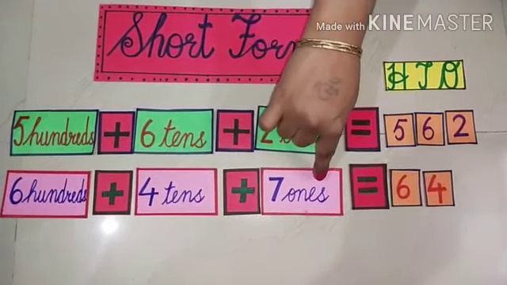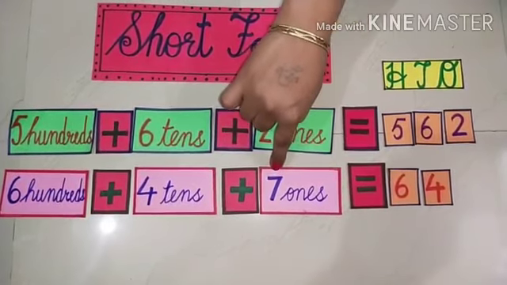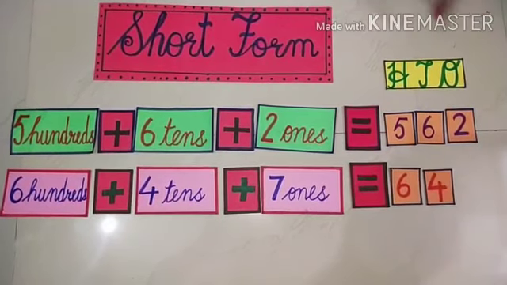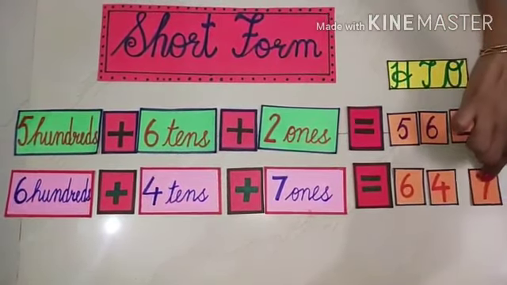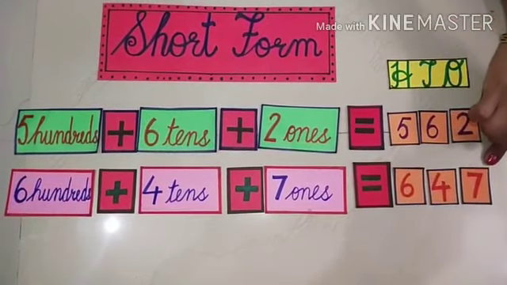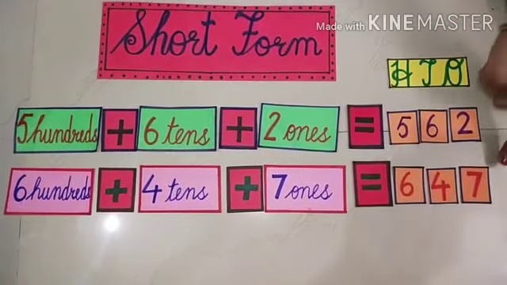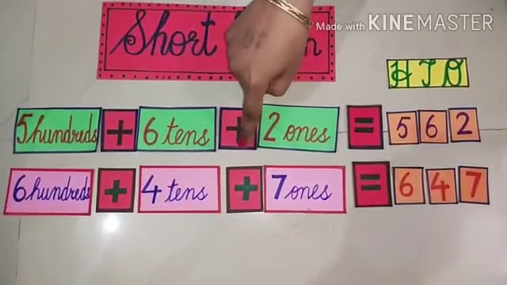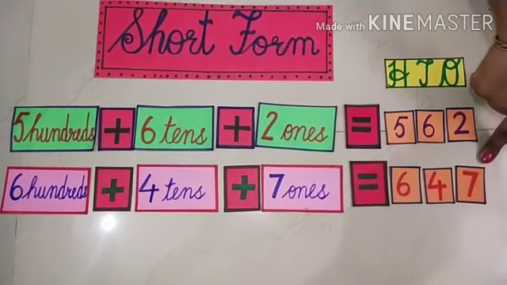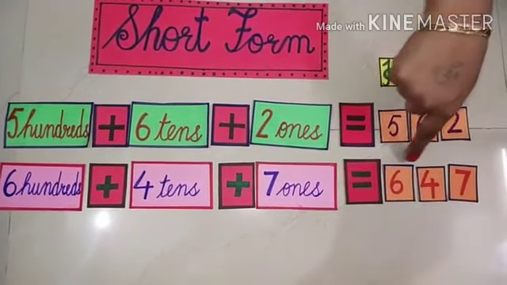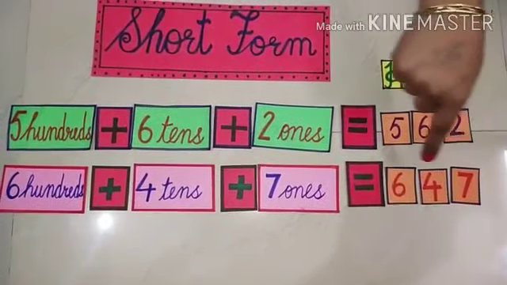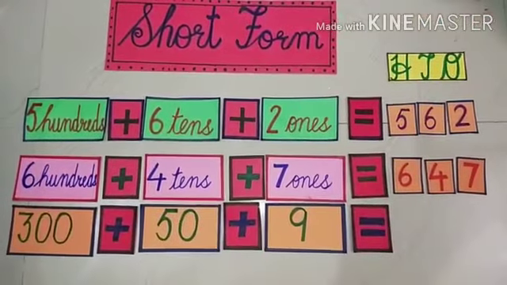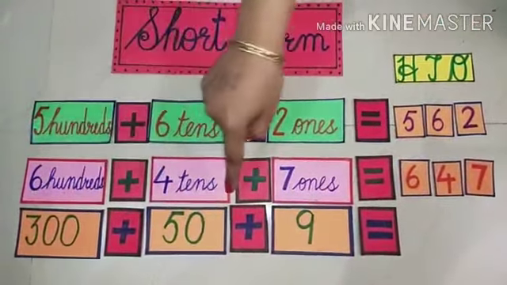7 ones. Ones is the place of 7. And O also stands for ones. So, we will write 7 here. Seven ones. This is the expanded form and this is the short form. 647. Now see one more example.